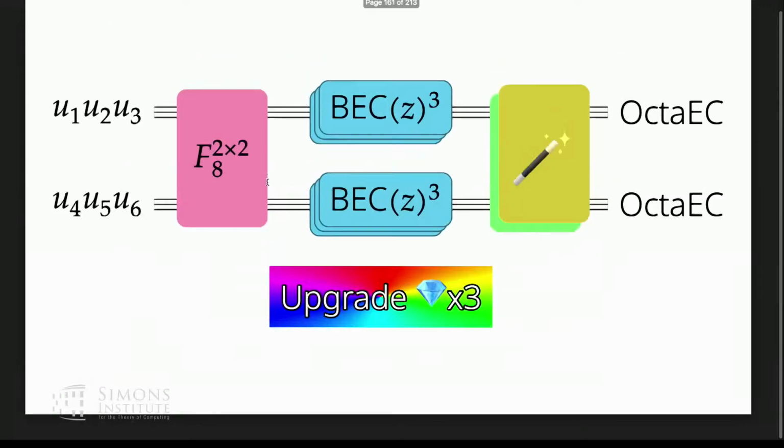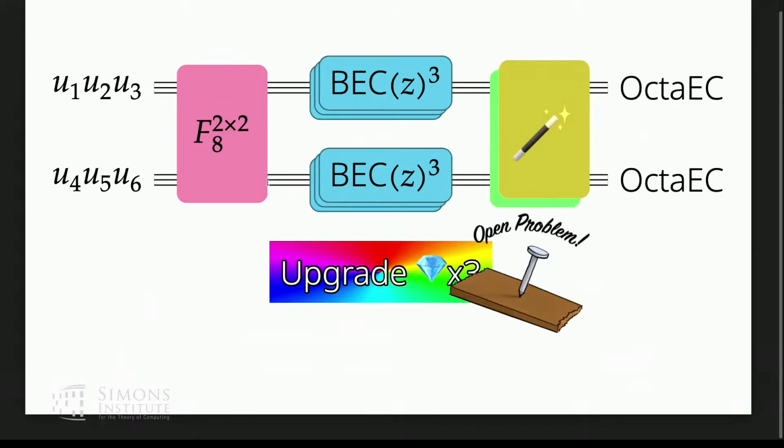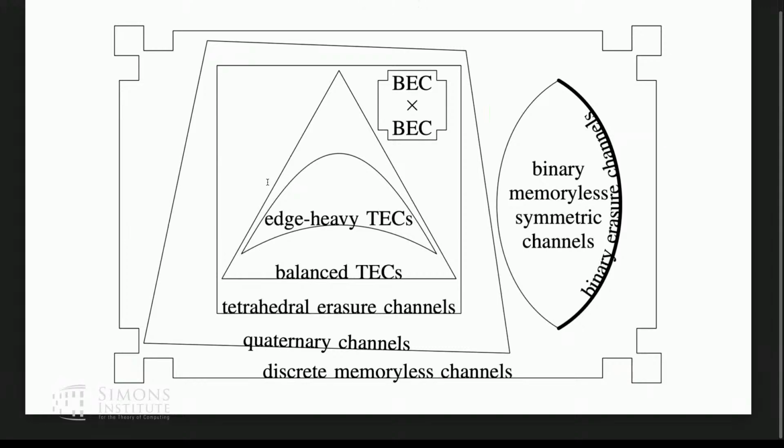But now, the work with large alphabet, what we do here is that inside this discrete memoryless channel class, there are quaternary channels, which means channels with input alphabet 4. And then inside this, we have this special tetrahedral erasure channels, which relates to your question, that we are indeed using the spectral structure of the output. We are not considering arbitrary quaternary channels. We're considering this spectral structure. And then inside this spectral structure, we define two new classes of channels, edge-heavy TECs and balanced TECs. And then we prove our scaling exponent in this area.